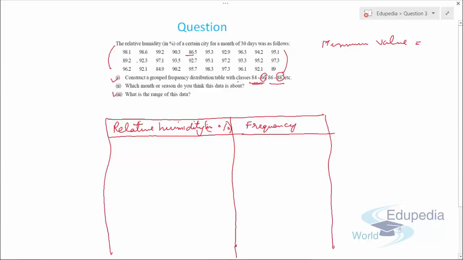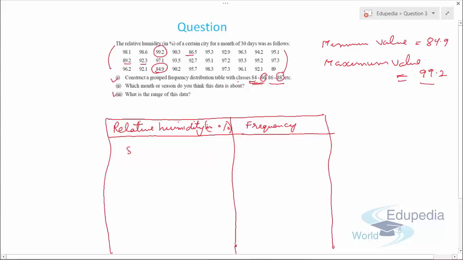Let's see, we need to compare first, right? 92, right? And we can see properly the least value is 84.9, right? And the maximum value we need to search. So the maximum value over here is, we can see it should be around in the 90s, right? You can see it can be 99.2, right? So this means our classes should start from 84 and it should end at 100, right?